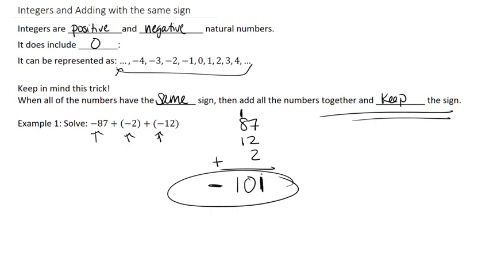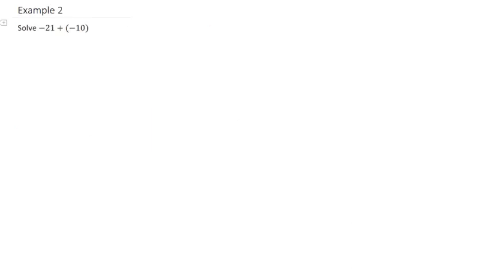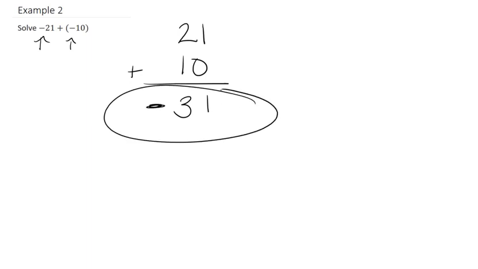Now let's look at another example. Example 2. Solve for the following. We have -21 plus -10. So for this one, we're going to go ahead and add up the 2 numbers together. 1 plus 0 is 1. 2 plus 1 is 3. But we keep the sign of the numbers, so it's negative. So we have -31.